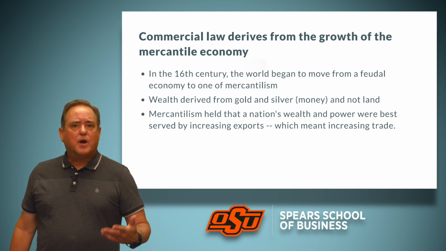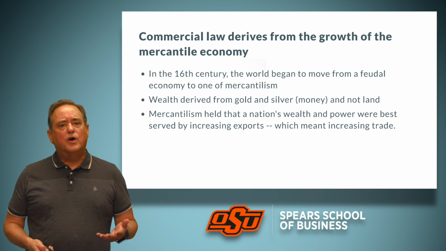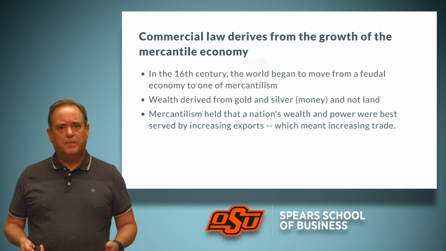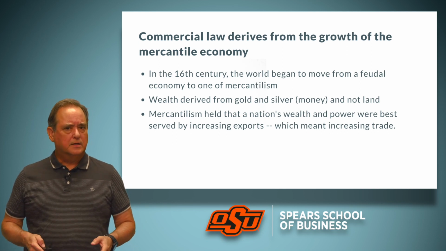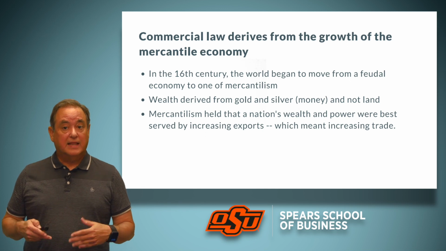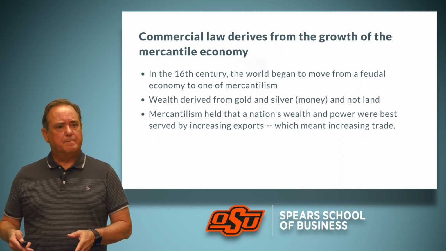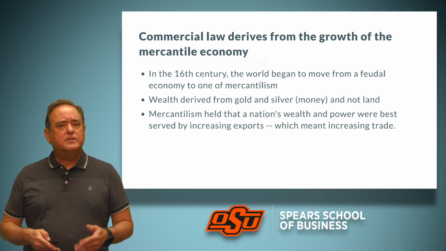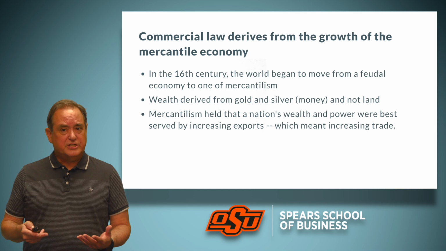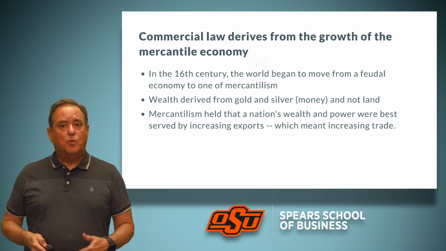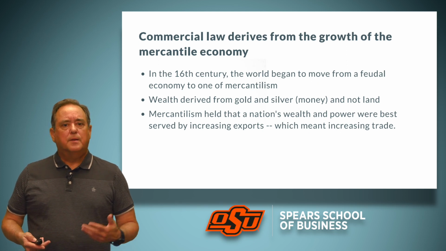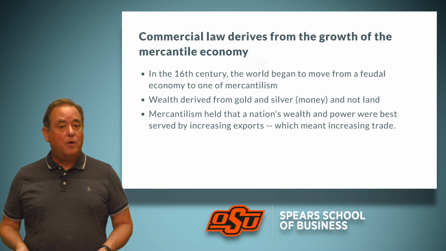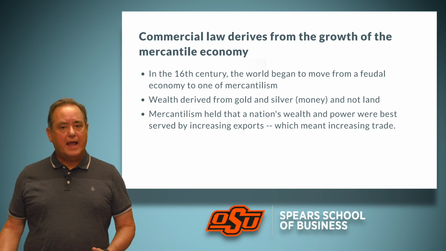Now, where did this come from? Commercial law derives from the growth of what was called the mercantile economy. In the 16th century, the world began to move from a feudal economy based on property, land, to one of mercantilism. And under mercantilism, wealth is derived from gold and silver, which is to say money and not land. So what does wealth mean in a mercantile system? It means money, gold, and silver. Mercantilism held that a nation's wealth and power were best served by increasing exports, which meant increasing trade.